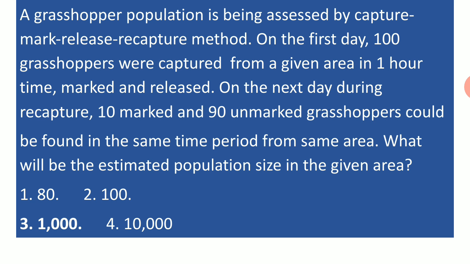In the next question, you will see a grasshopper population is being assessed by the capture, mark, release, recapture method. On the first day, 100 grasshoppers were captured from a given area in 1 hour, marked and released. On the next day, during recapture, 10 marked and 90 unmarked grasshoppers could be found in the same time period from the same area. What will be the estimated population size in the given area? Again, it will be 1000, because 100 is the first day capture. 100 upon total is equal to 10 marked, 10 upon 100.